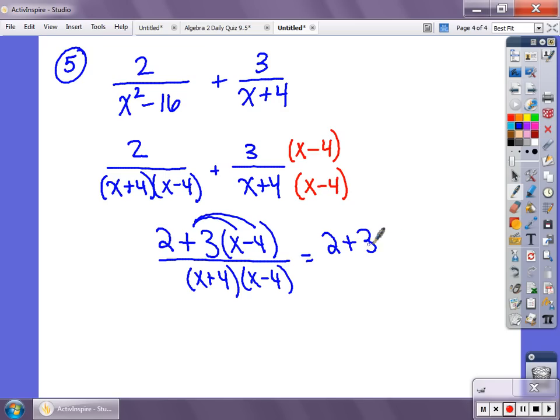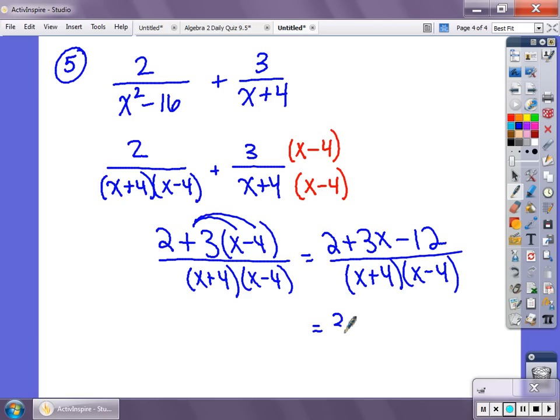2 plus 3x minus 12 all over the x plus 4, x minus 4. And then combine our like terms. We have a 3x, and then 2 minus 12 is negative 10, all over x plus 4, x minus 4.